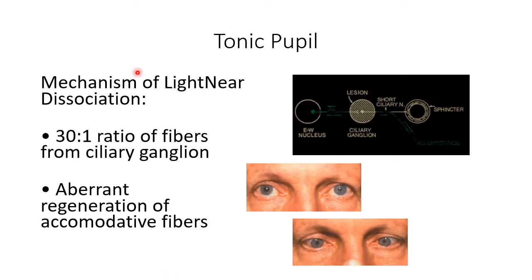So when the person is asked to converge their eyes, it will react to convergence. So what is the pathophysiology of this light near dissociation? Well, there's a 30:1 ratio of fibers from the ciliary ganglion going to the pupillary constrictor in the near versus light reaction. So if there's damage to the ciliary ganglion, there are still many more fibers for the near reflex. You can also have pupillary light near dissociation with aberrant regeneration of the accommodative fibers.